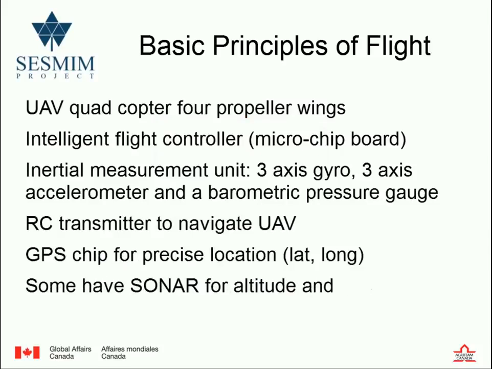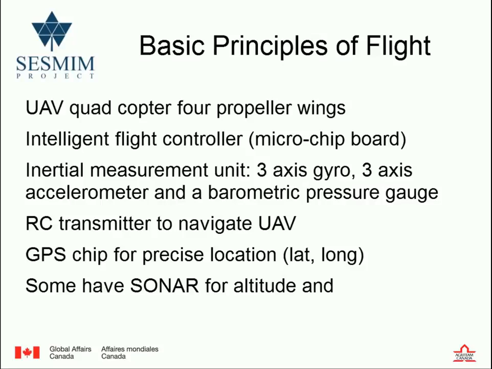Yeah. So in the case of the quadcopters, which we start off with, we have 4 propellers that lift the craft and control it. There is an intelligent flight controller, which is really a microchip board on board the aircraft. Okay. And it basically contains an IMU, inertial measurement unit. Okay. And an IMU, it's the next slide. So the IMU has a 3-axis gyro, a 3-axis accelerometer, and a pressure gauge.